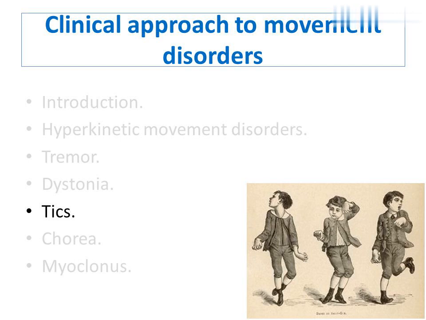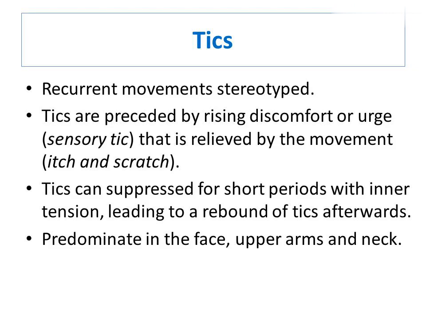Clinical approach to movement disorders. Introduction. Hyperkinetic movement disorders: tremor, dystonia, tics, chorea, myoclonus. Tics are recurrent, stereotyped movements. Tics are preceded by rising discomfort or urge, a sensory tic, that is relieved by the movement, like itch and scratch. Tics can be suppressed for short periods with attention, leading to a rebound of tics afterwards. They predominate in the face, upper arms and neck.